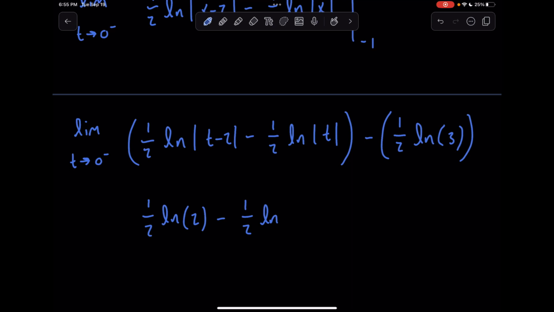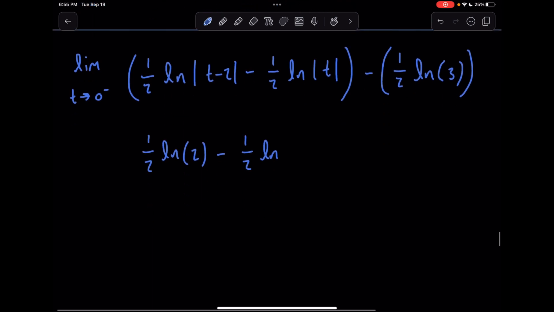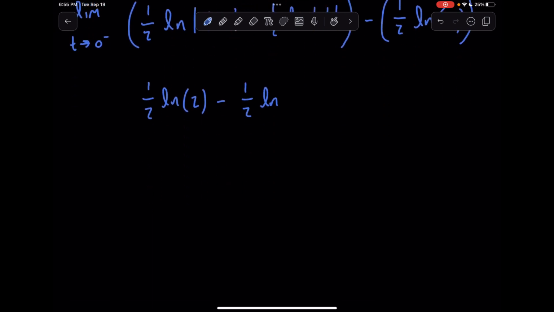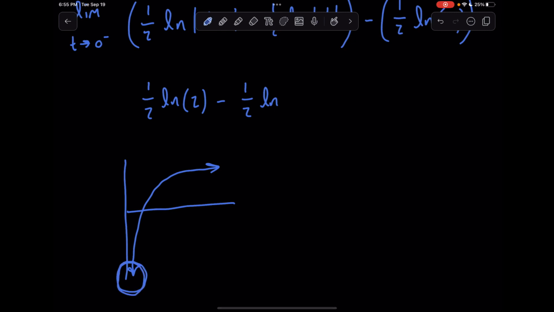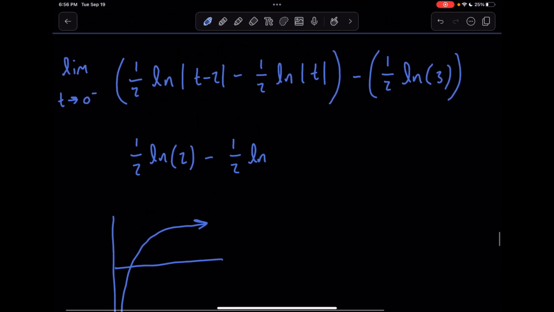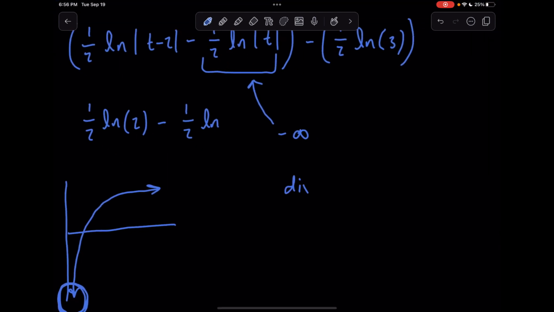So now we need to find the natural log's value as it approaches 0 from the left. If we look at what the natural log function looks like, it has a shape like this. And so when we're approaching 0, the value is going to negative infinity. And what that means is that this is negative infinity, and there's no need to even look at the rest of the integral because that negative infinity will dominate everything, and that means that the integral diverges.